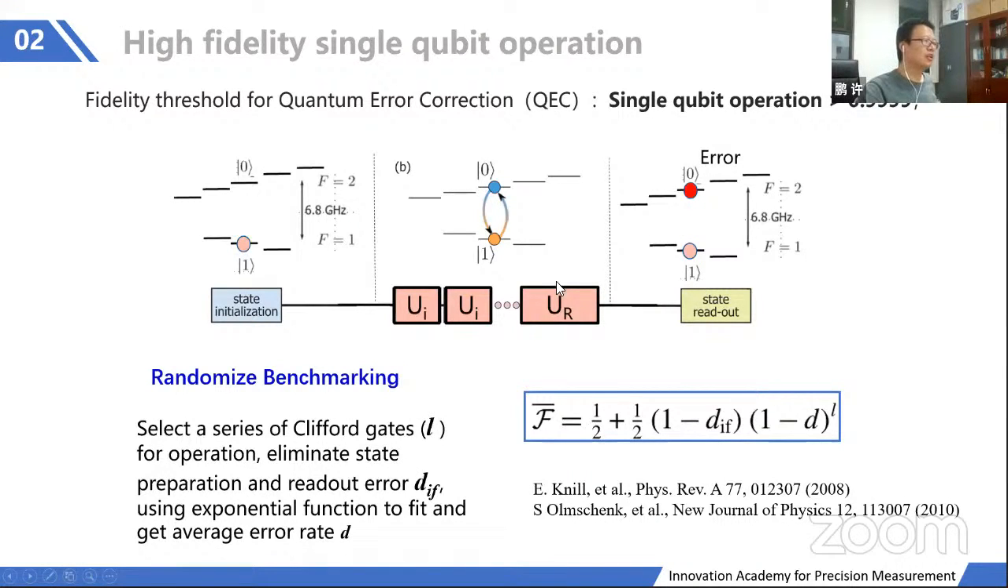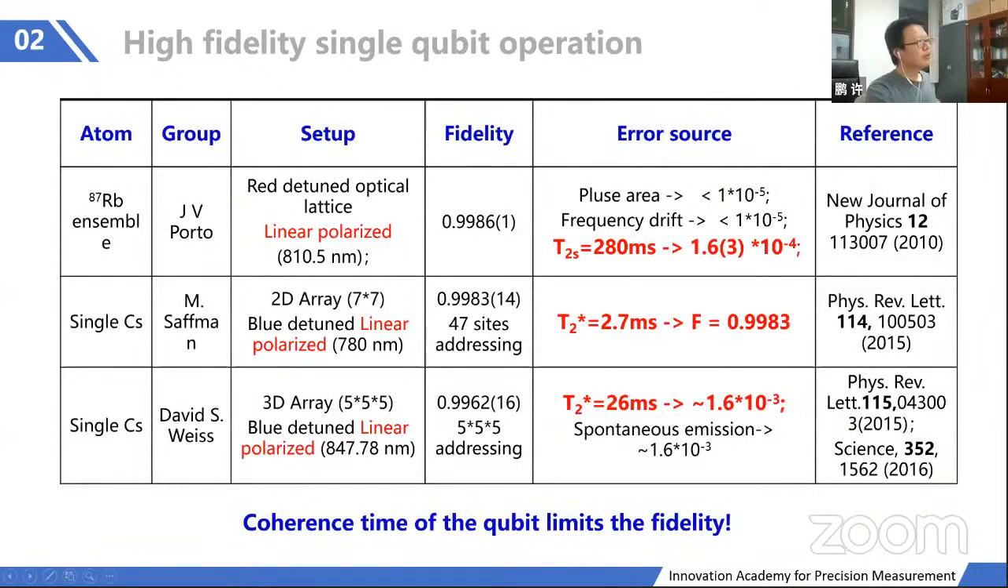Then in the state readout part, we use a pi pulse to map the population into 0 or 1, and then we measure this population. Then we can infer the fidelity of the operation using this formula. And previously, there are several groups trying to improve the gate fidelity, but they face some problems. The main problem we can see from this sheet is the coherence time.